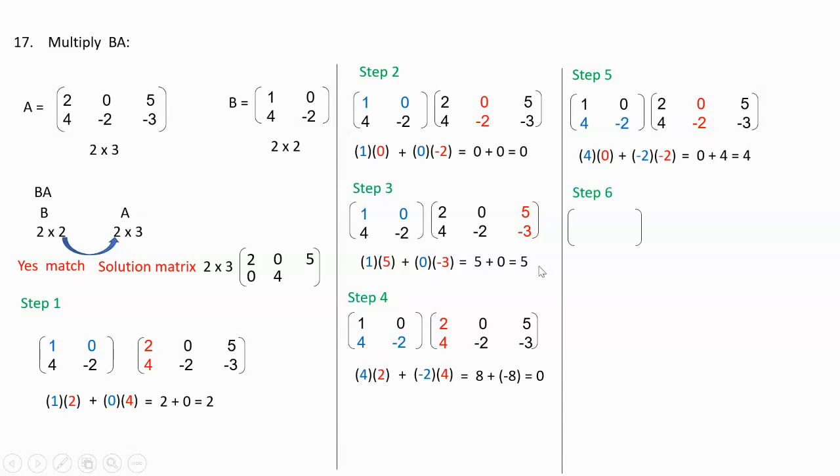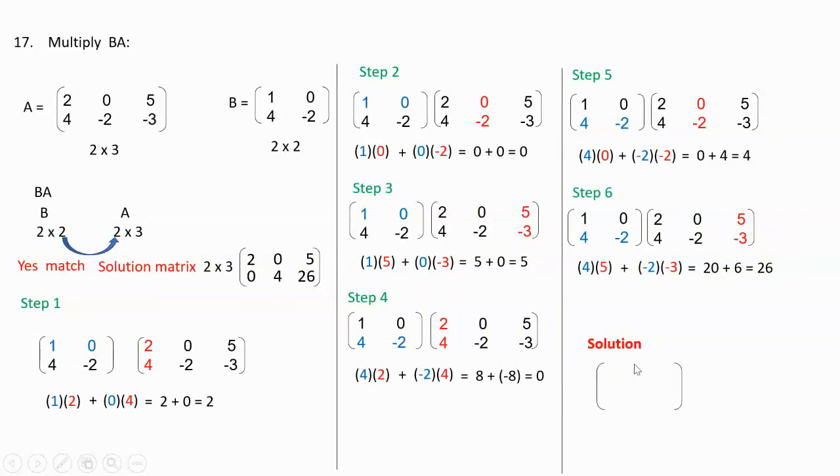Now comes the last step. I'm going to multiply the second row times the last column. So 4 times 5 plus negative 2 times negative 3. The answer will be 26. So this is my solution: 2, 0, 5, 0, 4, 26. That's how you multiply matrices.